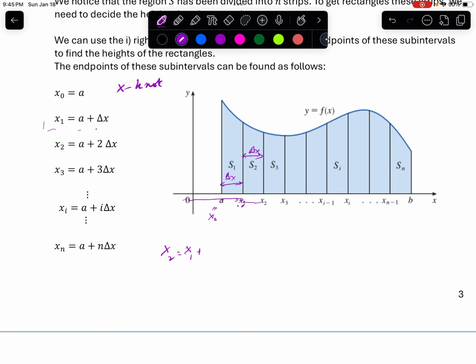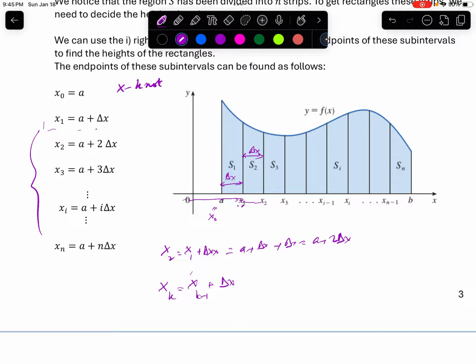So in general, if you want to find xk, go to the previous one, which is x sub k minus 1, and add delta x to it. That gives you the next one. But this formula is okay, and there is a simpler one. How can we get it? Well, x2 is x1 plus delta x. But what is x1? x1 is a plus delta x. So we have another delta x, and we get a plus 2 delta x.